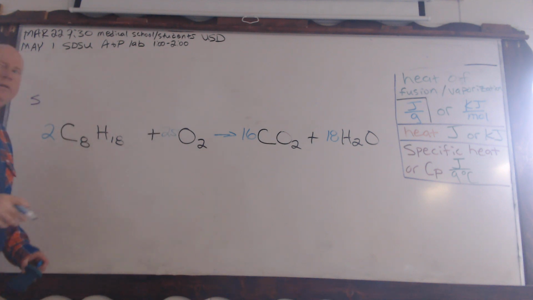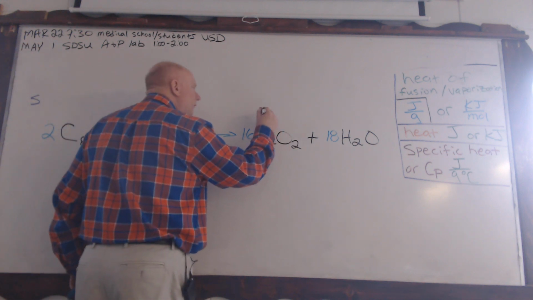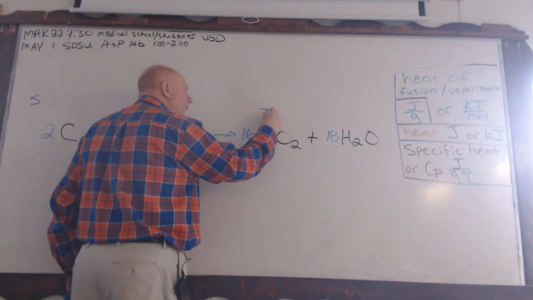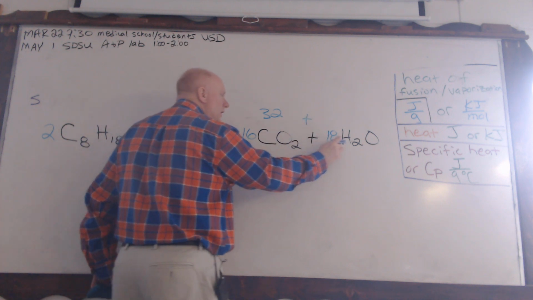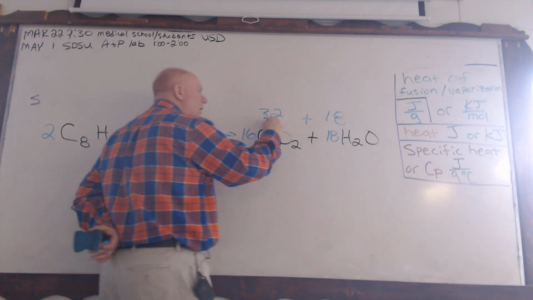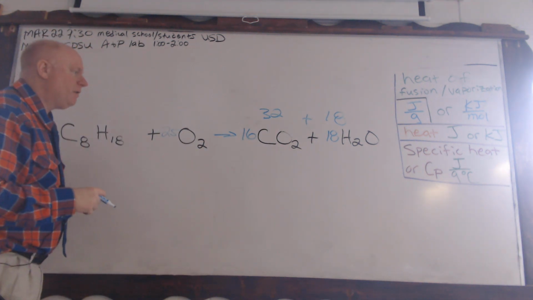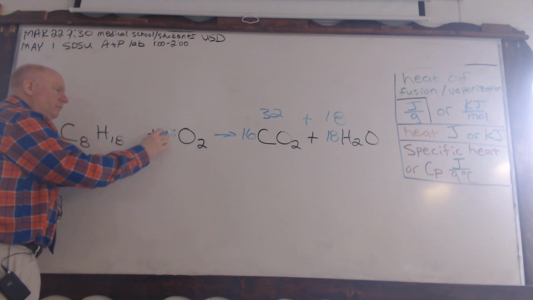Wait, how did we get that? Oh, that was a little too fast for my brain. 16 times 2. 18 times 1. 18 plus 32. 50. 50 divided by 2. 25.